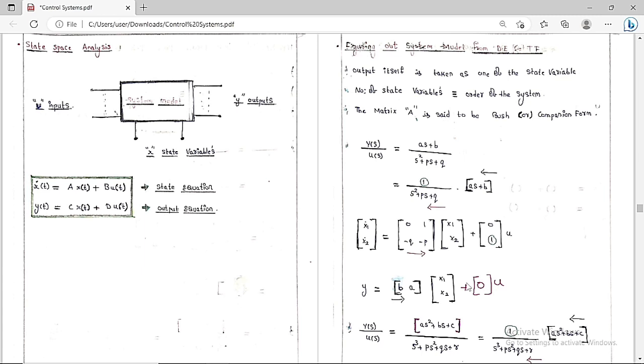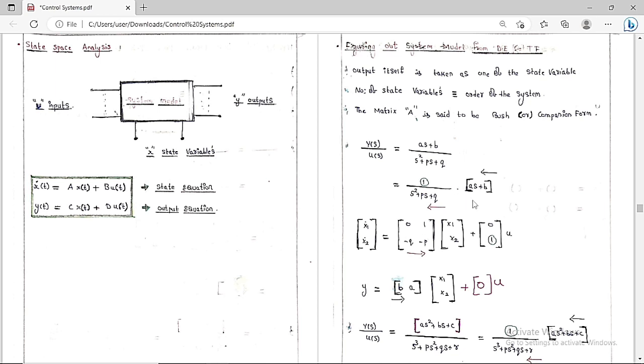Now, listen carefully to how to fill this state model equation. These are the two state variables, because the order of the system is 2: x1 dot, x2 dot equals A into x1, x2 plus B into u of t, and y of t is equal to C into x of t plus D, which is always equal to 0 in this Bush companion form, into u of t. Now you have to go from left to right.